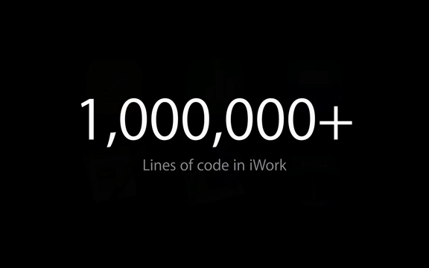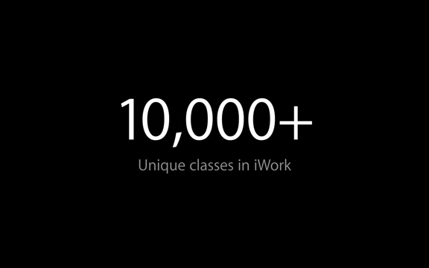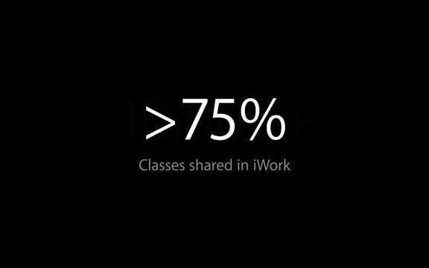And we have a lot of different examples because iWork is a really big suite of applications. We have well over 1 million lines of code and over 10,000 unique classes. And of these 10,000 unique classes, over 75% of them are shared between iOS and OS X. Now, note that this number is not nearly 100%. It's a large chunk of code, a lot of the code, but not all of the code.